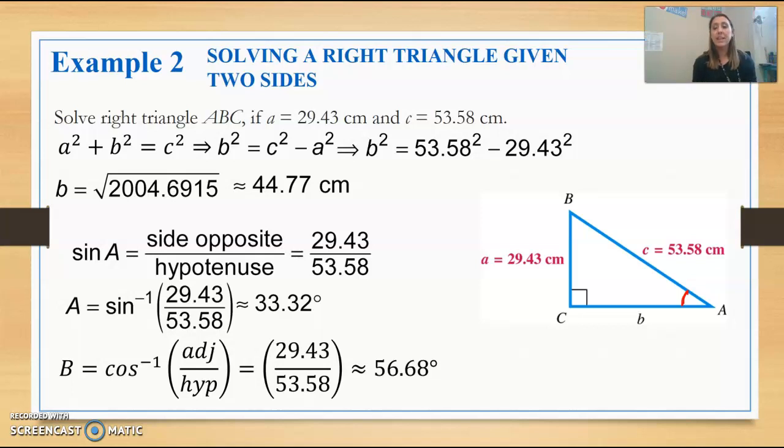or 56.68. Okay, some of you might have just done 90 degrees minus the 33.32, and that's going to be equal to the same thing. Again, we could end up with a rounding error doing it that way, but it worked out okay this time. Okay, so that was the last example I went over today.